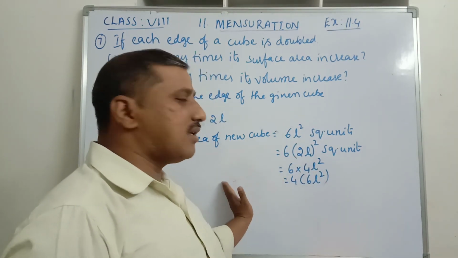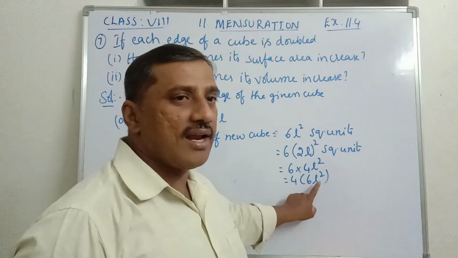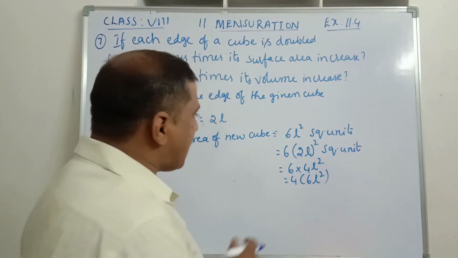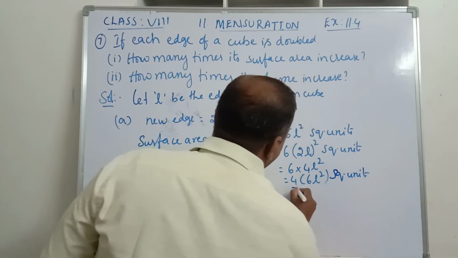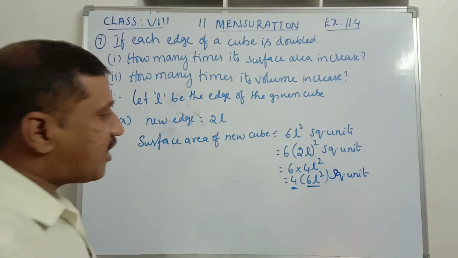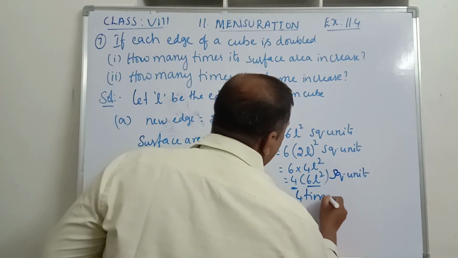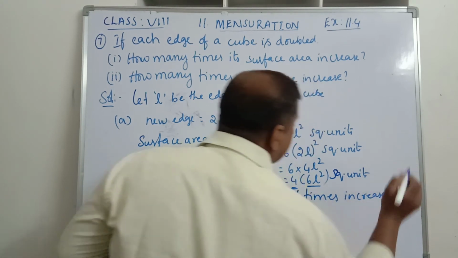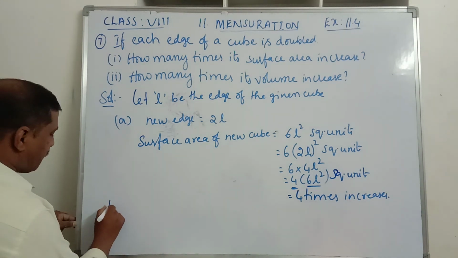Now I take 4 out, then I write 6L square together. What is 6L square? It is the original surface area. So how many times has it increased? 6L square is the initial, that is, the original surface area. Therefore, it is 4 times. The surface area increases 4 times.